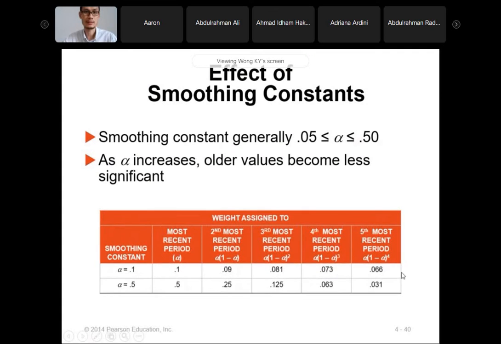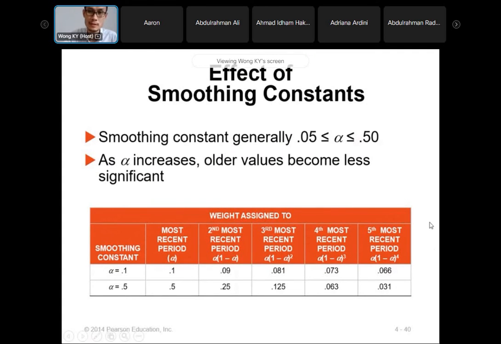Right? Just now I said alpha is between 0 and 1. It can be between 0 and 1, but generally, people will set it somewhere between 0.05 and 0.5. That is the value recommended by the textbook. The smoothing constant is generally between these values.